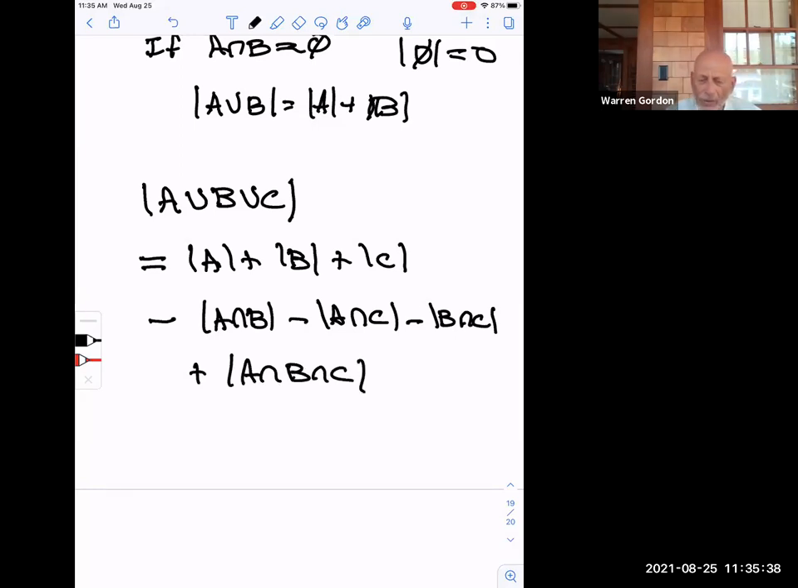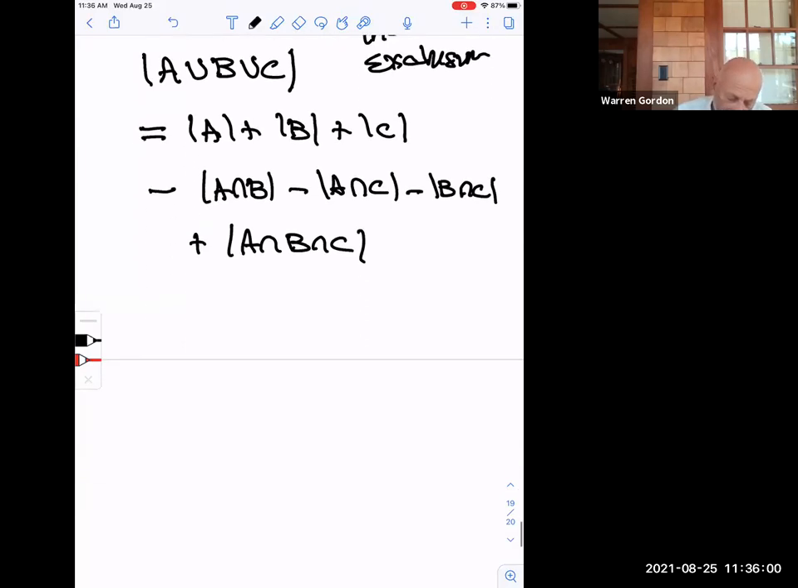Please don't memorize this. It's a waste of your time. I'll walk through 2 examples that'll show you how to do all these problems. By the way, sometimes the result is called the inclusion exclusion, because notice, I'm including some sets and I'm excluding others.